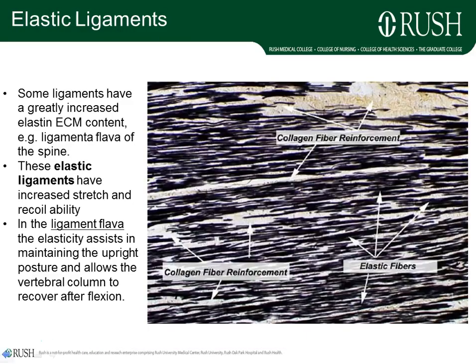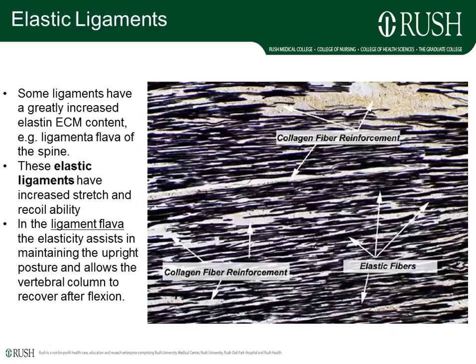Some ligaments have a very large amount of elastin in their extracellular matrix. These are called elastic ligaments because they can have up to like 20% of the fibrillar content be elastic. A good example here is the ligamentum flavum of the spine. Elastic ligaments have increased stretch and recoil ability, even compared to other ligaments of the articular type. So in the example I gave of the ligamentum flavum, this elasticity assists in maintaining your upright posture, and then after flexion, it allows the vertebral column to recover without misalignment.